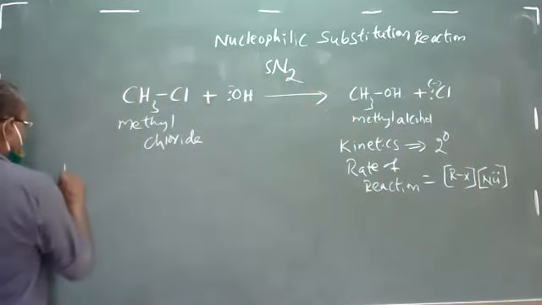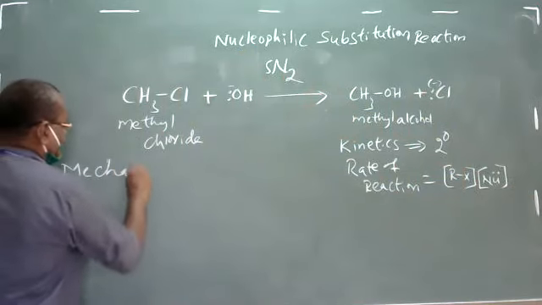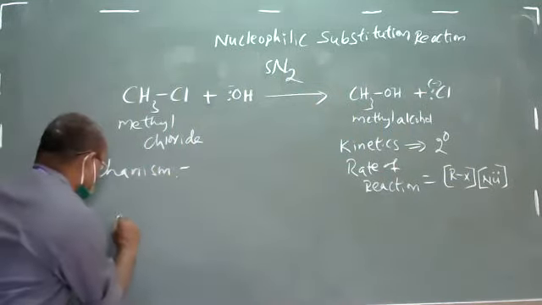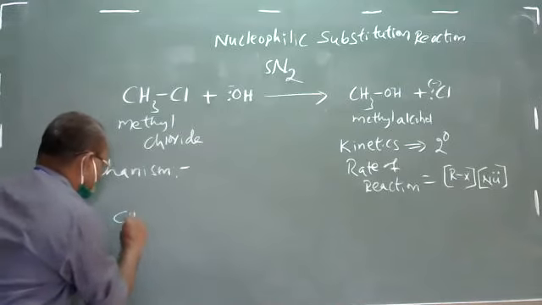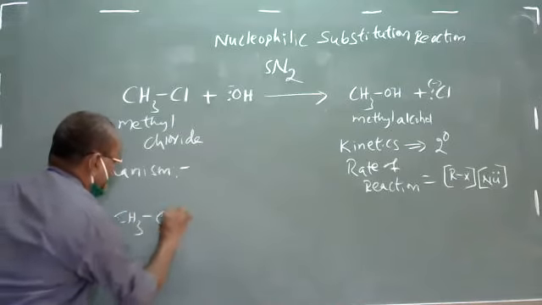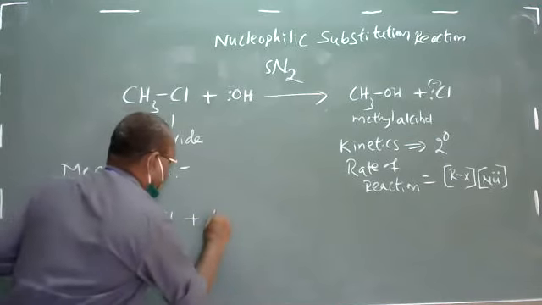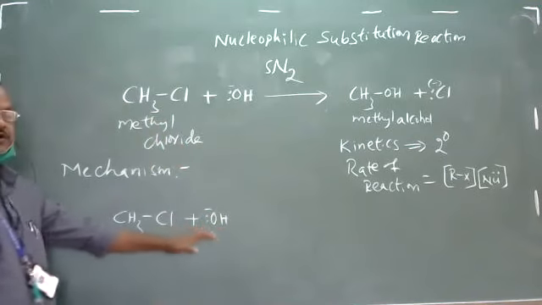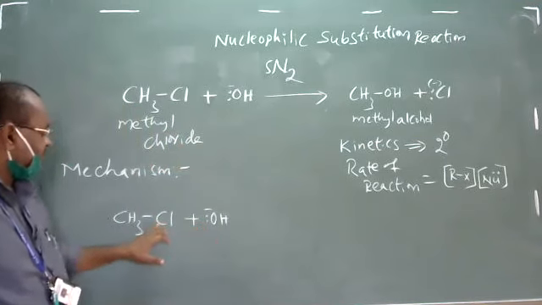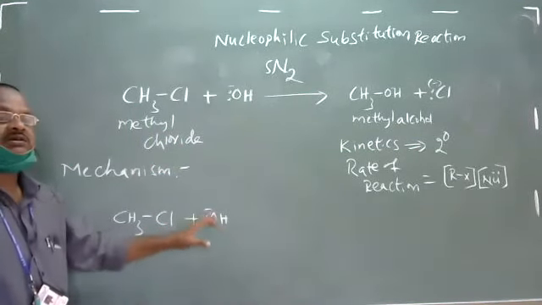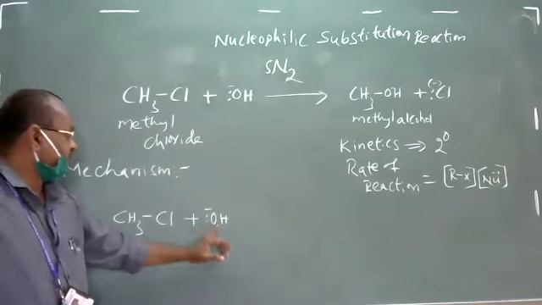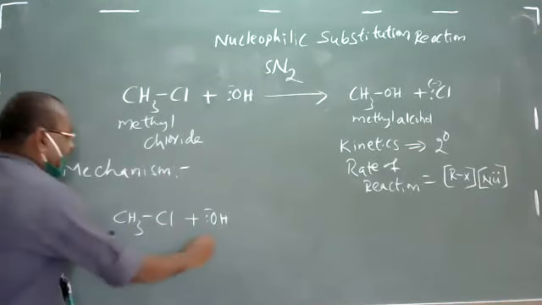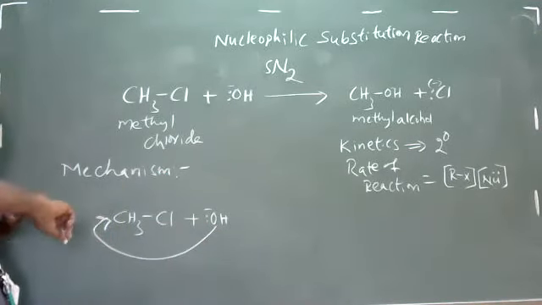Then coming to the mechanism, it is a single step mechanism in which the methyl chloride reacts with the nucleophile OH. This OH is also rich in electrons. This chloride ion is also rich in electrons. There is a repulsion between both of them. That's why this OH cannot act on the front side of the molecule. It will always attack at the rear side or back side of the molecule.